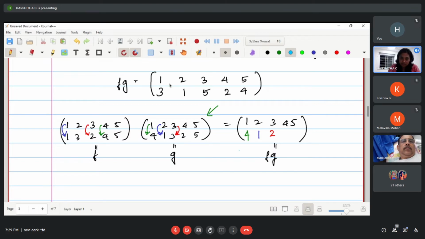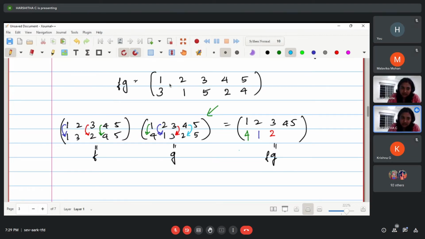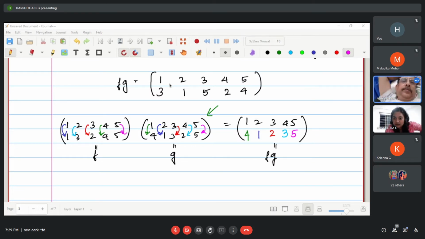Now you want to see the image of 4. So look at the image of 4 here, 2. You go here, look at where 2 goes to, and that is your final answer. And finally, 5. Okay, I hope, is this clear? Yes, ma'am. Okay, some of you have given the answer, FG. That's nice.